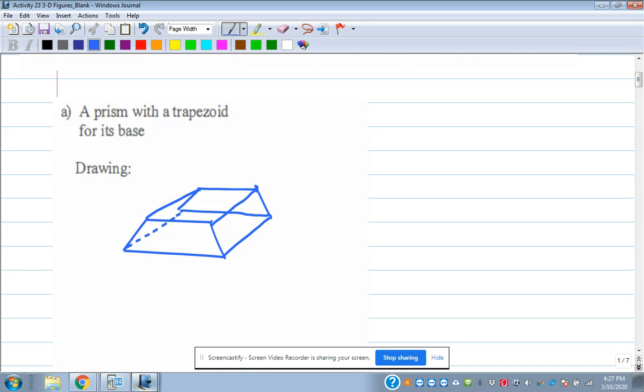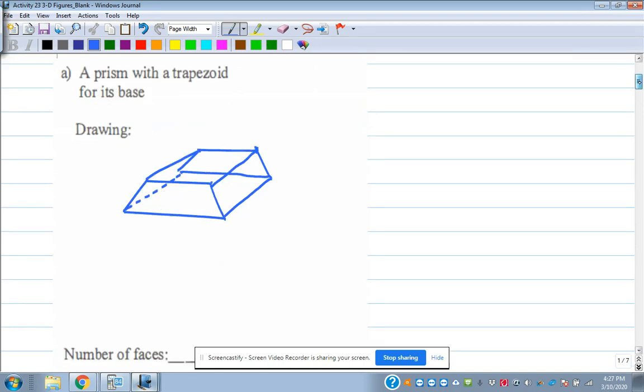How many faces does that have? You'll get better at it. It just takes practice. 6, because you got front, back, top, bottom. So there's 4. And then the 2 leaning sides is 5 and 6. So 6 faces.